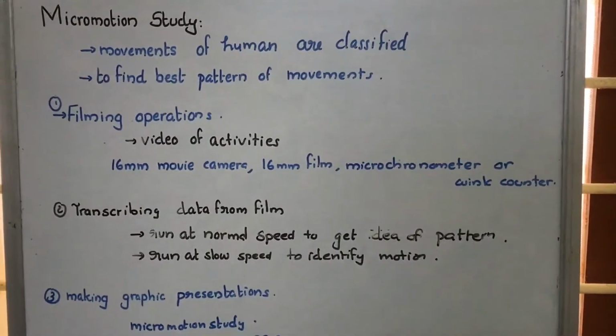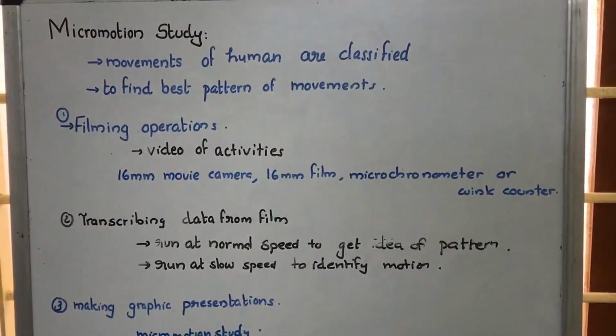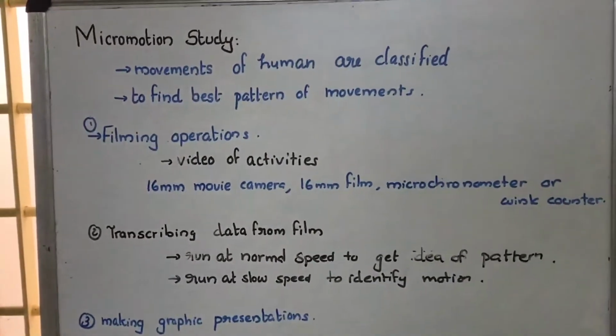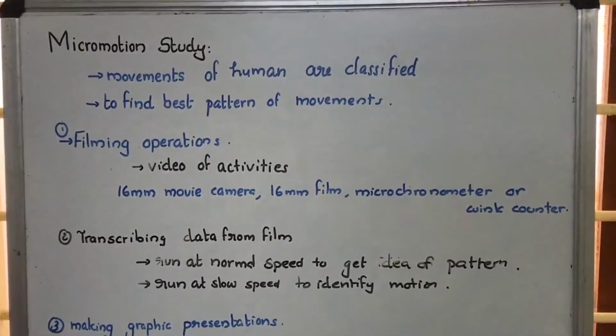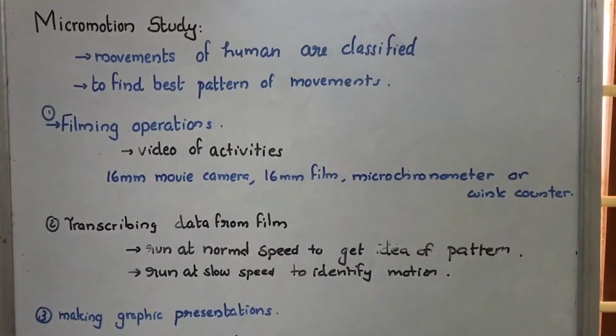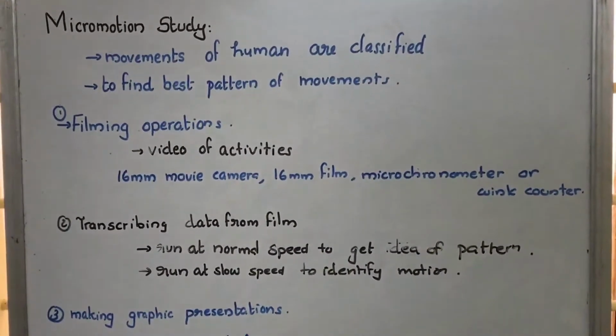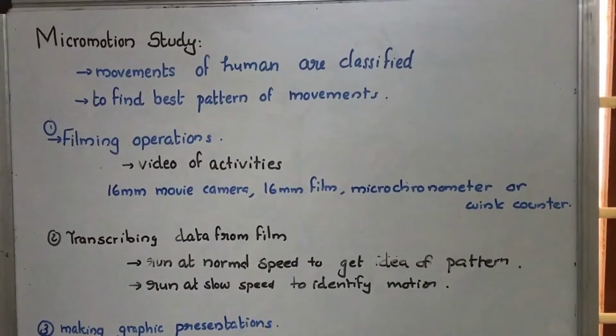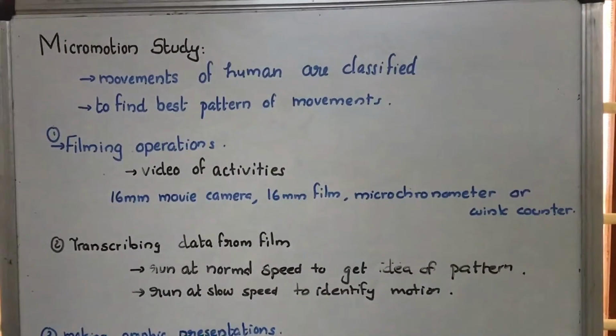Here we will be studying micro motion study and motion economy principles. Micro motion study means that in an industry, industrialists will be evaluating the movements of humans so that they are able to find the best pattern. The best pattern of movements will be studied and implemented so that they get maximum efficiency.